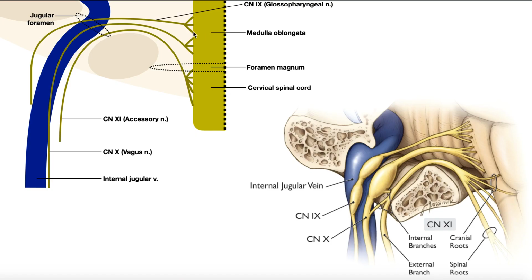But in any case, the glossopharyngeal nerve is going to exit the cranium via the jugular foramen with a number of other structures, including the vagus nerve, cranial nerve 10, the spinal accessory nerve, cranial nerve 11, and also the internal jugular vein. The hypoglossal nerve, cranial nerve 12, does not exit via the jugular foramen. It exits via the hypoglossal canal, which is nearby, but we'll cover that in a few videos.